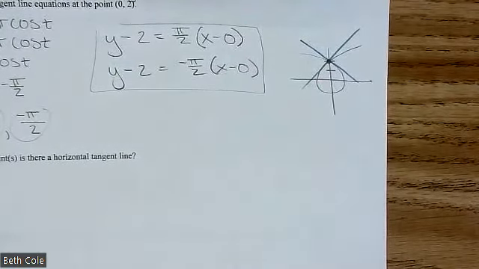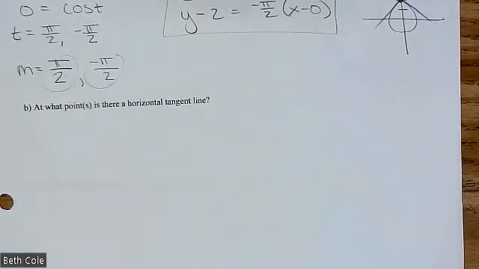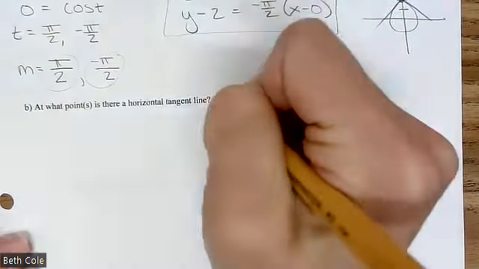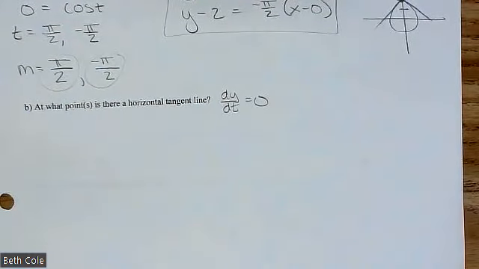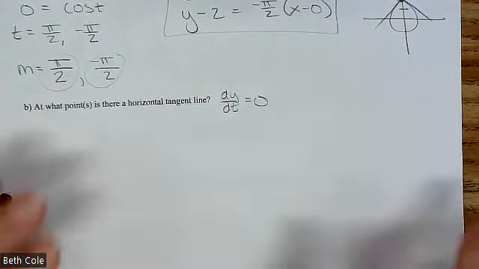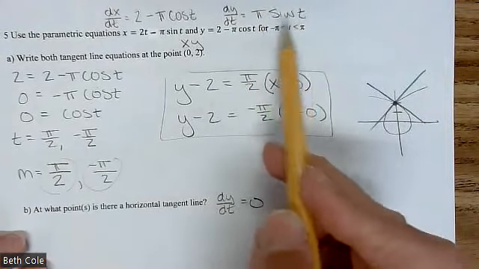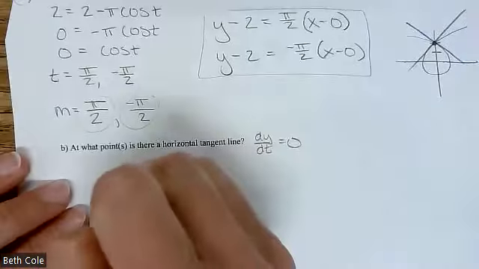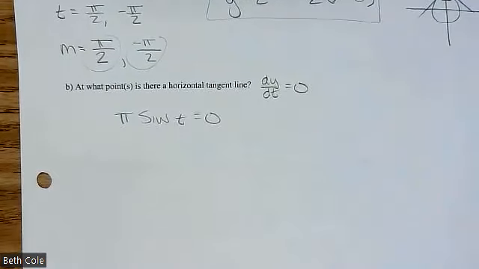All right, and then last one. At what points is there a horizontal tangent line? Horizontal, would that be dy dt or dx dt equals 0 for horizontal? Dy dt is 0. So we found that right here. It's pi sine of t equals 0. And then we're going to solve that.